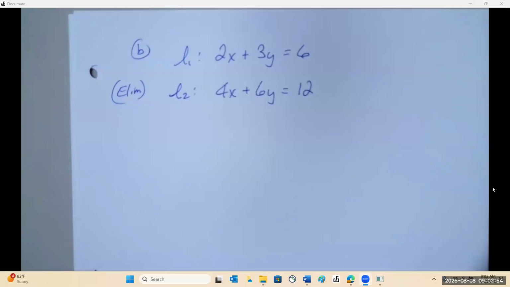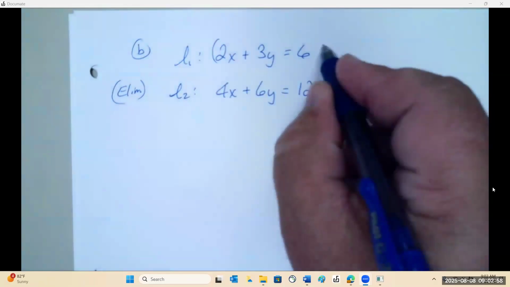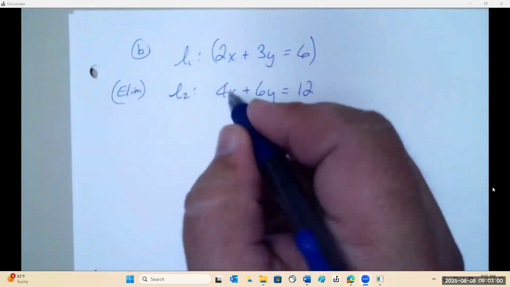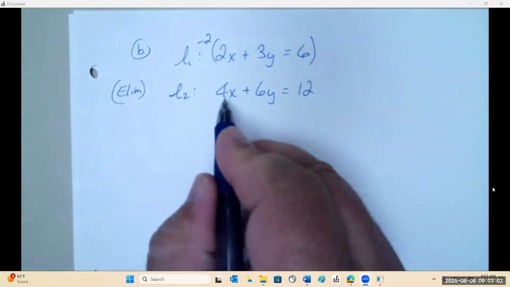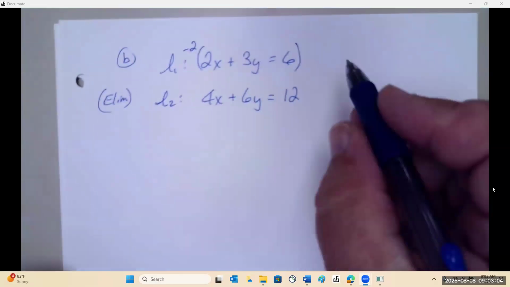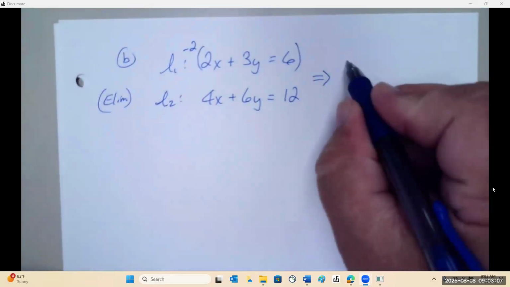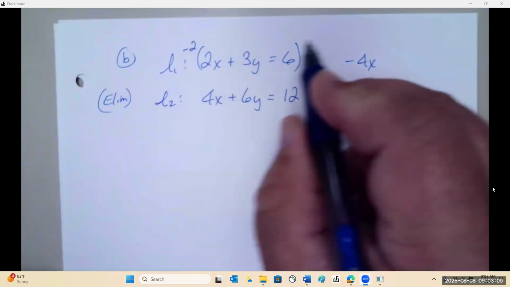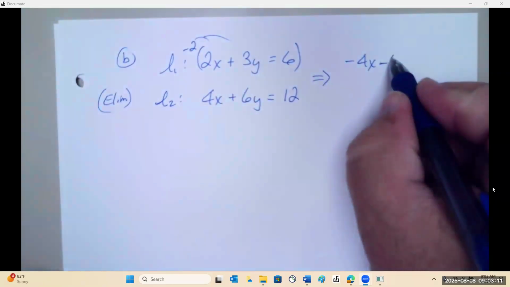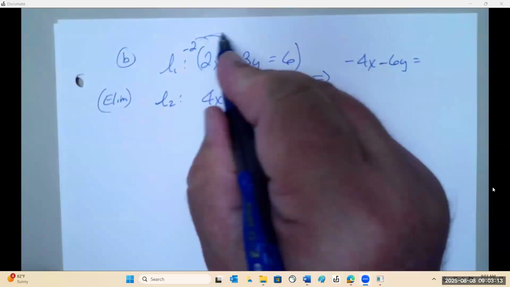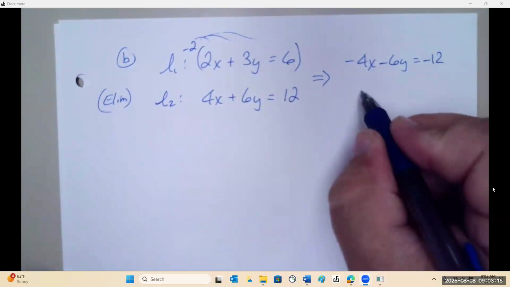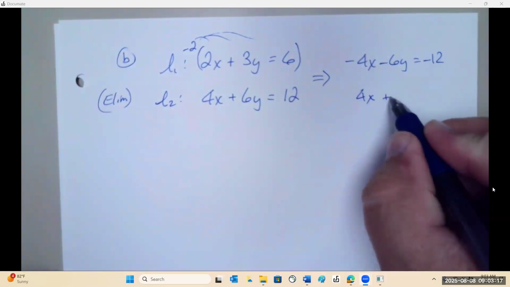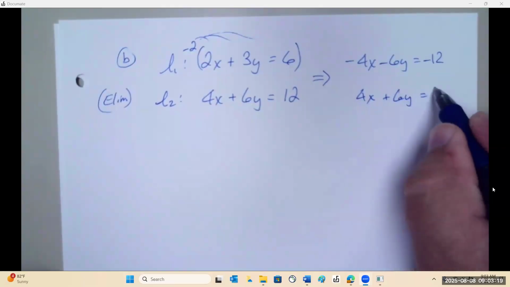Line 1, what do you do to it? Very good. Let's say get rid of the x's. So I multiply by -2 because I can get a -4 in the first one. So this becomes -4x, -6y, -12, over 4x plus 6y equals 12.